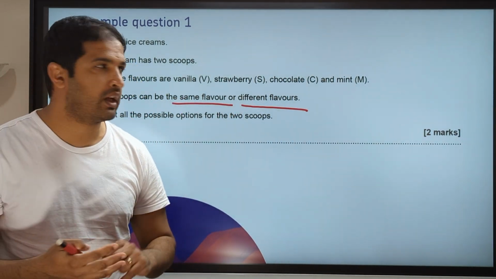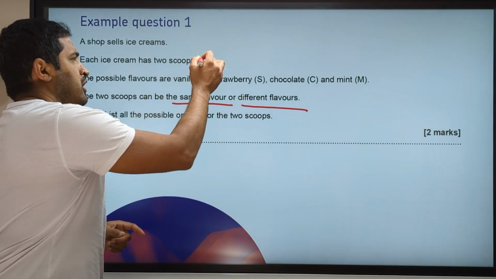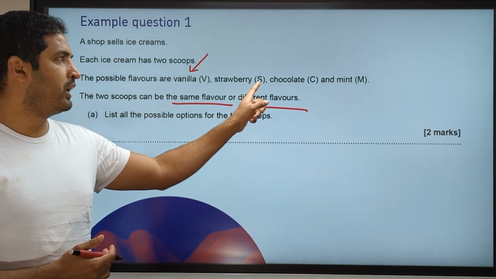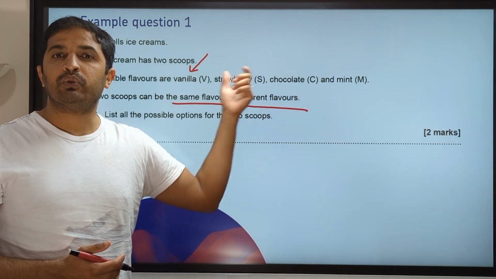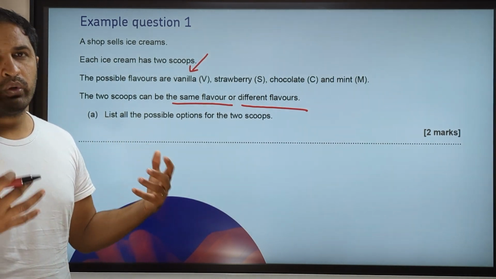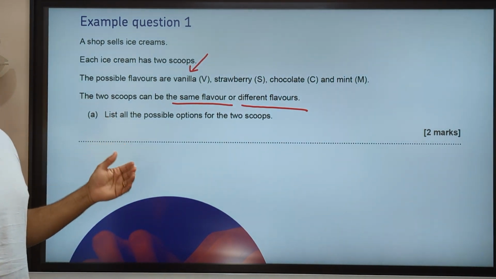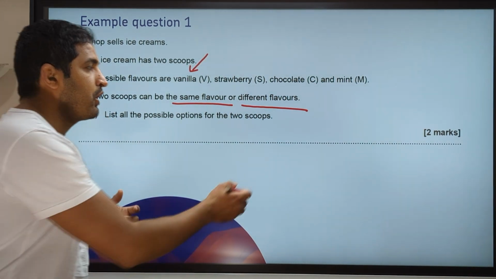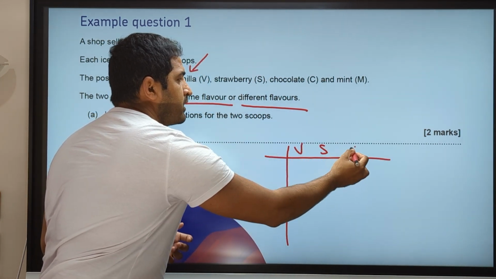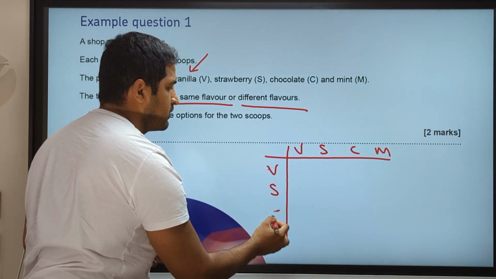So you can have vanilla and vanilla, strawberry and strawberry, chocolate and chocolate. Now the hint that they gave you: instead of writing vanilla in full, you can use the letter V. Instead of writing strawberry, you can use S, C, and M to describe each of those combinations. Rather than going through strawberry, strawberry, vanilla, vanilla, you can do VV, SS, CC, MM. To do that, we can draw a sample space diagram where you get 2 options. For group 1, you will have vanilla, strawberry, chocolate, and mint, and the same for the second group.